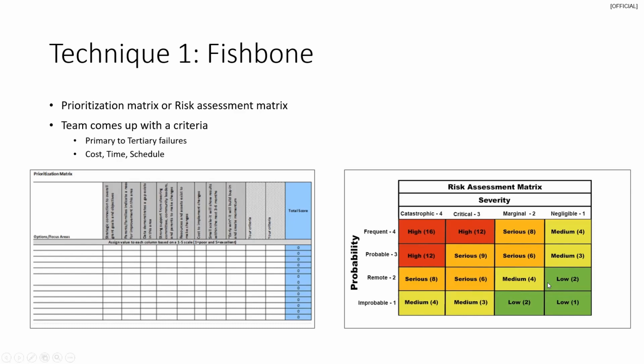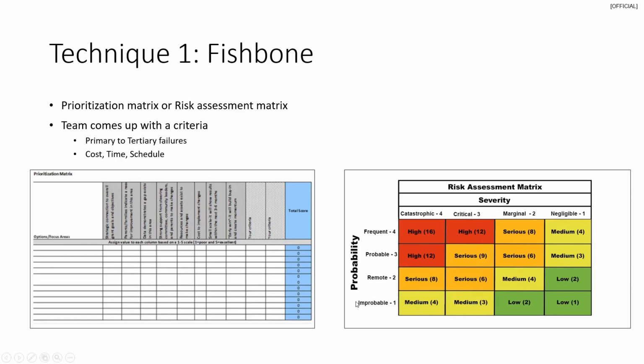And then the other option is to use a risk assessment matrix. I'm sure a lot of you are familiar with this as well. But you literally just look at the probability, which is similar to the likelihood of the cause happening. And then the other portion of it would be the severity or the impact.